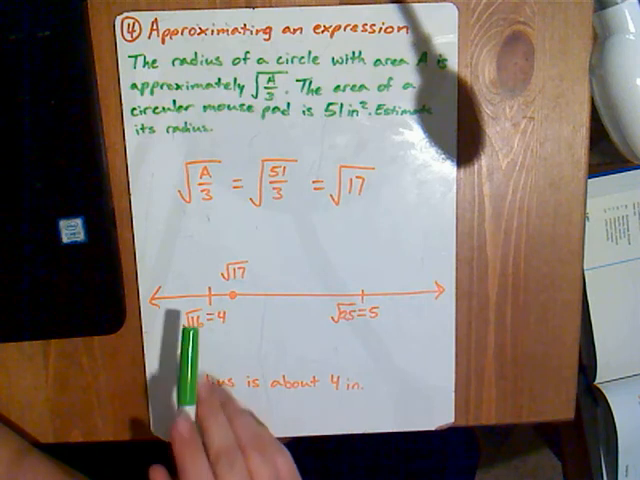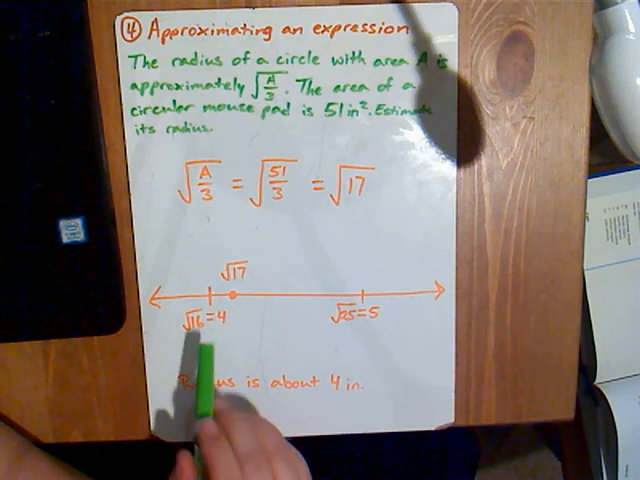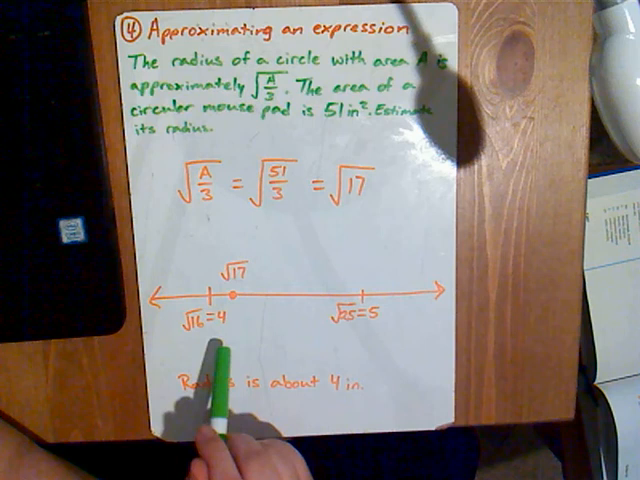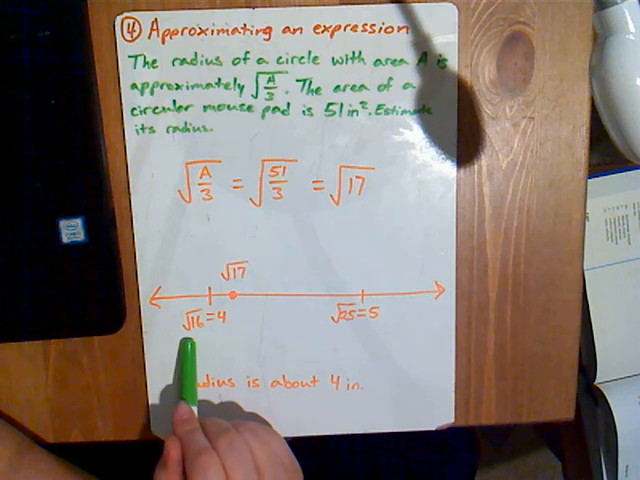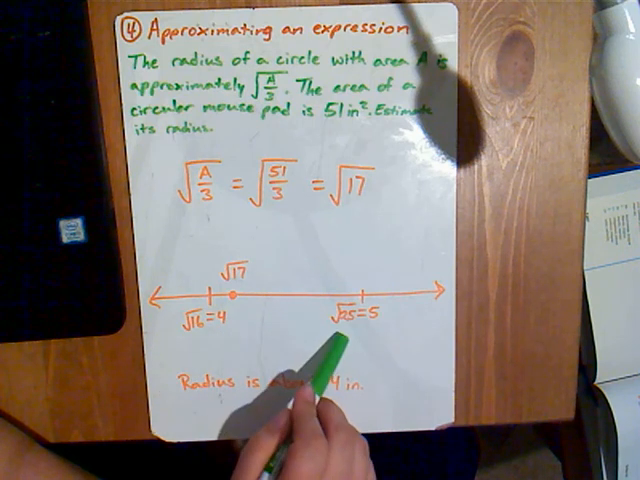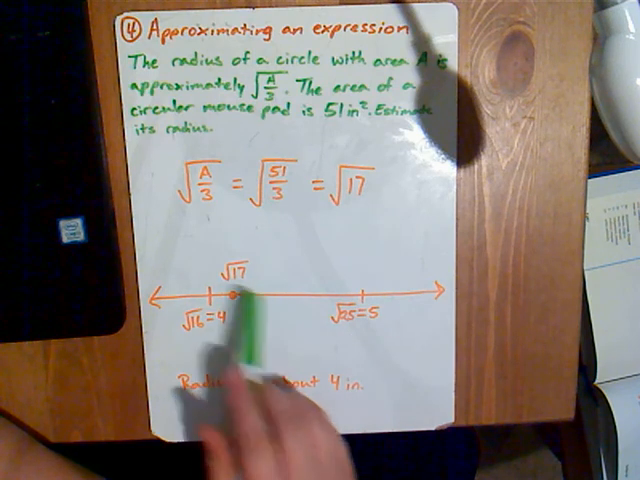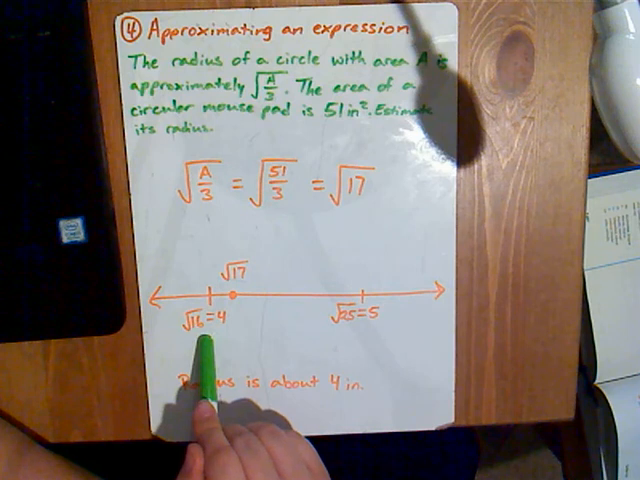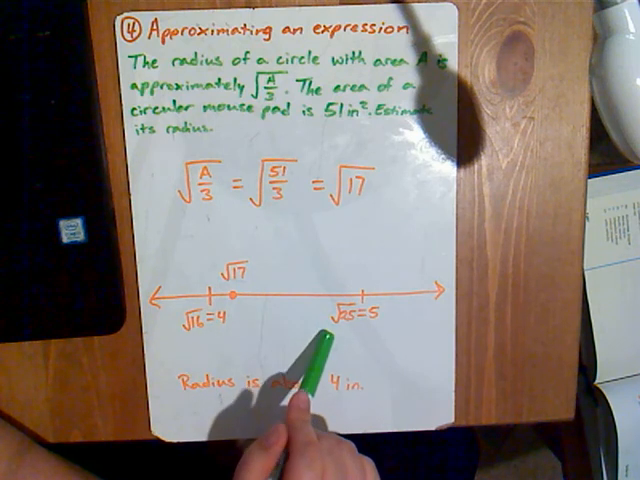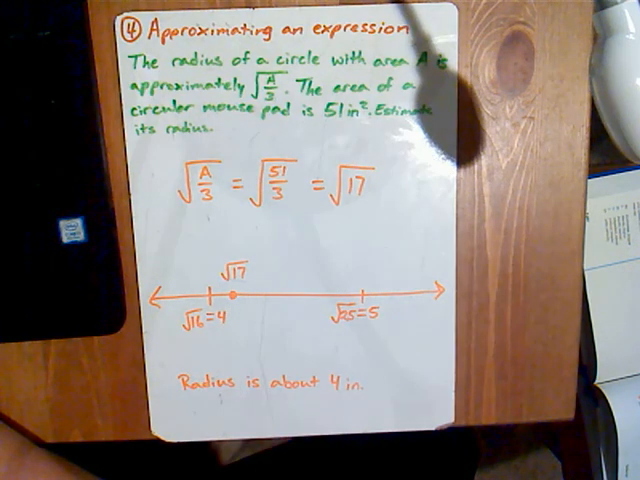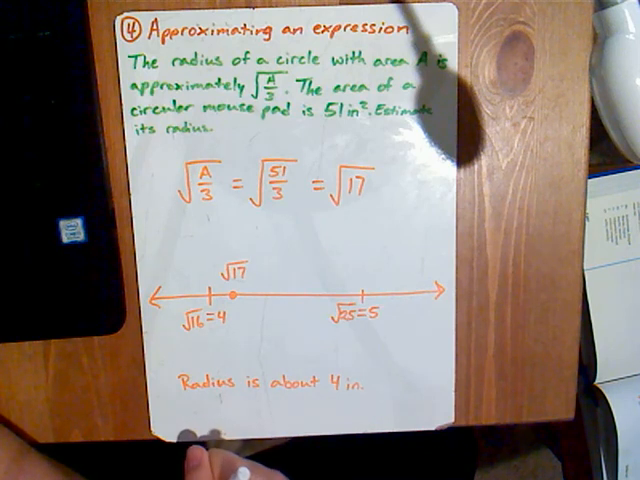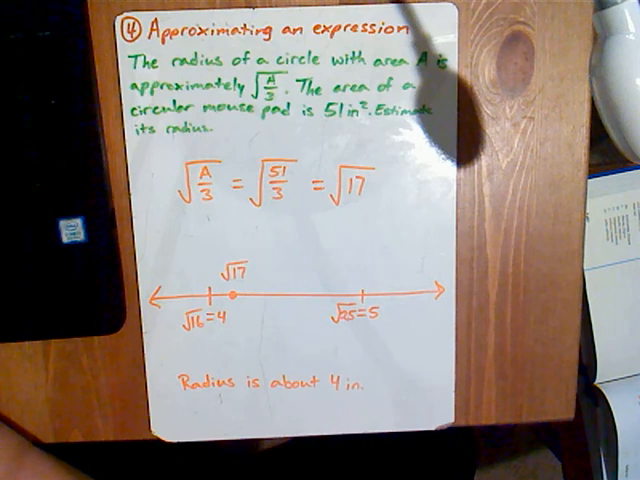So on our number line, we figure out those perfect squares that we can work with. So the square root of 16 is 4, and the square root of 25 is 5. So our square root of 17 is going to be closer to the square root of 16 than the square root of 25. So our radius on this problem is about 4 inches. And that's how we approximate an expression using square roots.